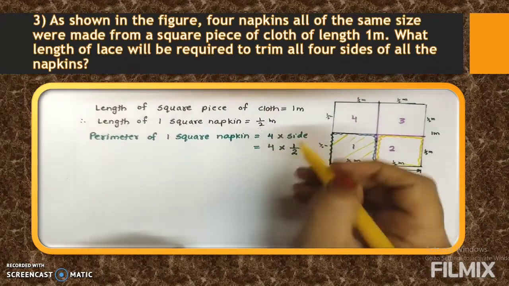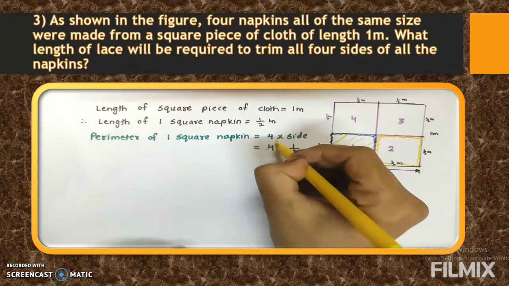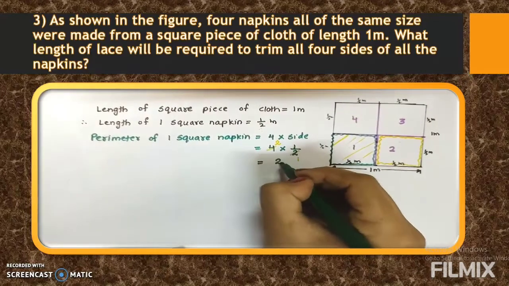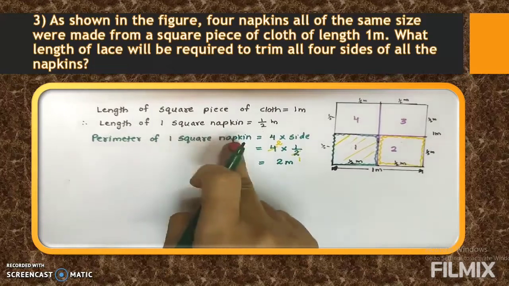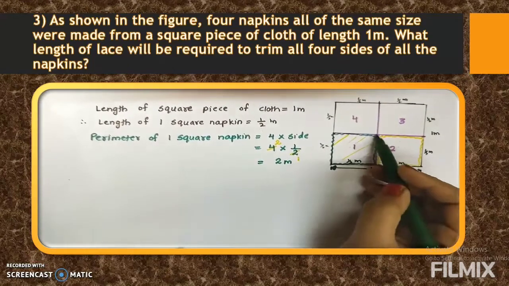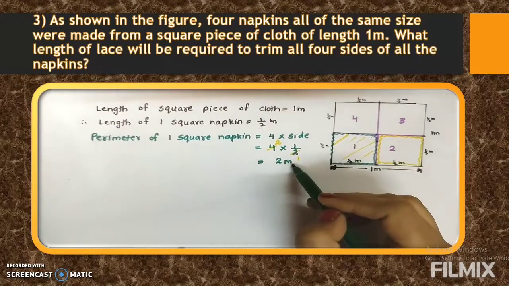Now go for the 2's table. In the 2's table, 4 is coming. 2 ones are 2, 2 twos are 4. So what answer did we get? 2. So here what answer did we get? 2 meter. So what is the perimeter of one square napkin? 2 meter. So we got the perimeter of one square napkin: it is 2 meter.